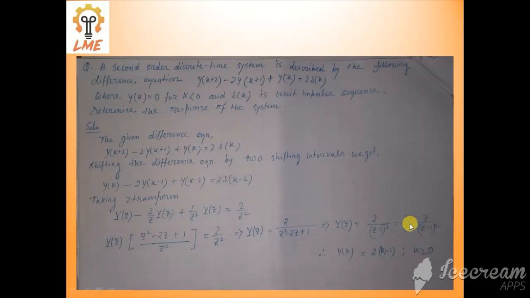And there is an extra z inverse present. See, 2 by z means 2 into 1 by z, that is z inverse into z by (z minus 1) square. So the inverse Z transform of z by (z minus 1) square means k, as there is an extra z inverse multiplied with z by (z minus 1) square. So the inverse Z transform of z inverse into z by (z minus 1) square is equal to k minus 1. So the total inverse Z transform of Y(z) is 2 into (k minus 1).